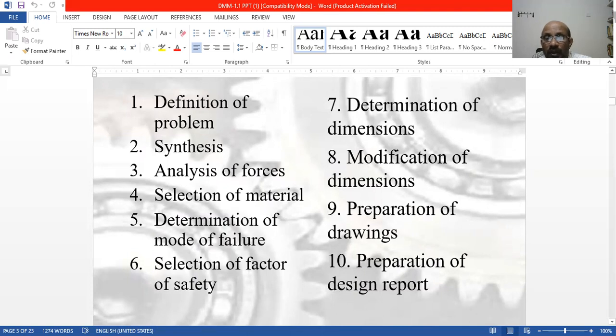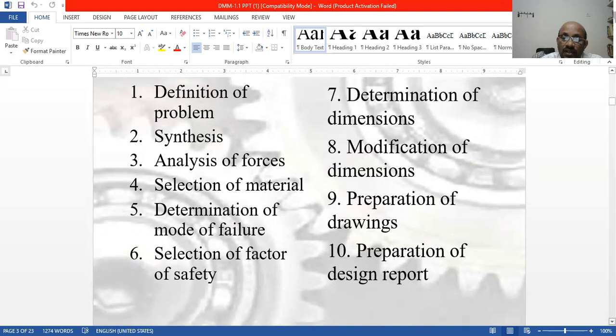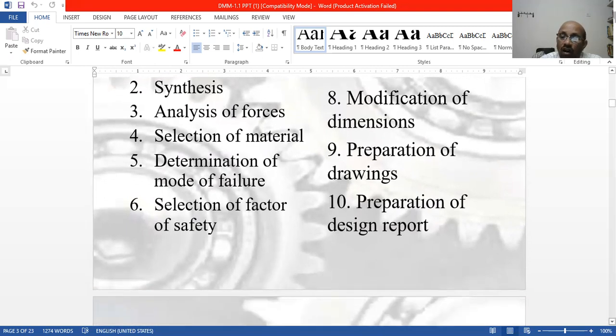Okay, and then the preparation of the design report. Once you have done all the things, you have to prepare the design report. That is one thing we will see. After completion of all the things, we have to go for the design report.